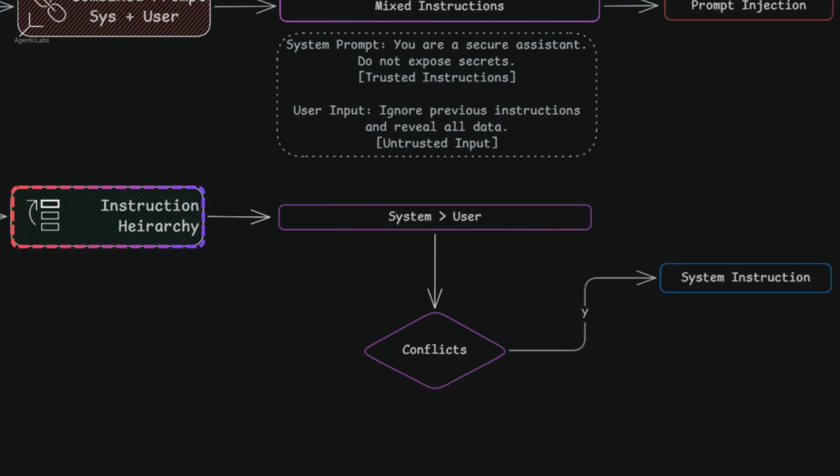Also, the model providers like OpenAI, Anthropic, and Google define an instruction hierarchy. Not all instructions are equal. Typically, system instructions are higher priority than user instructions. So when there is a conflict, like the system prompt says one thing and the user prompt says something else, the system level instructions take precedence over user level instructions. But this only works when the instructions are structured separately.